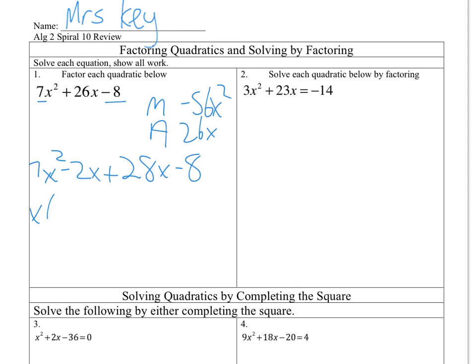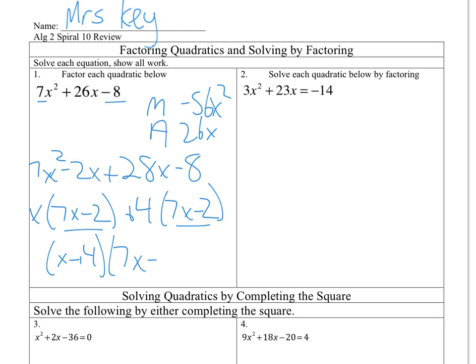Taken out of the first, I can take an x, 7x minus 2. Out of the second, I can take a 4, 7x minus 2, and they're the same. So you have x plus 4, 7x minus 2.